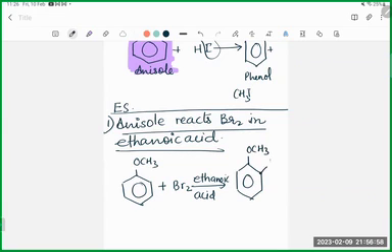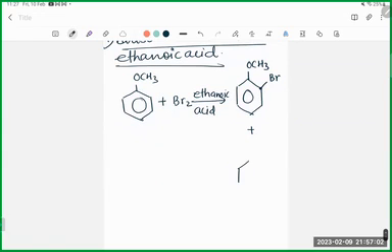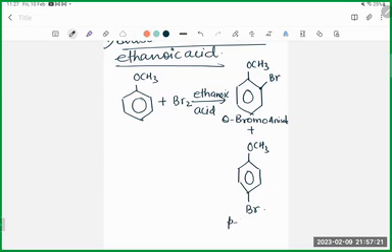This position is ortho, and the para position goes opposite with respect to the methoxy. Correct. OCH3 and Br comes over here, right? So we call this compound ortho bromo anisole. Is this clear? And this is called para bromo anisole. Is this clear? Yes, ma'am.